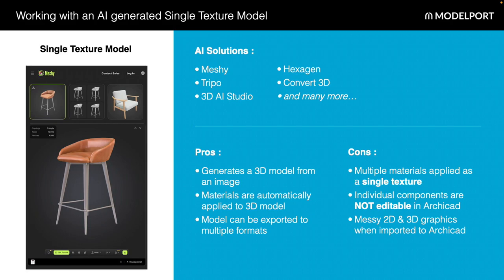The pros with this process is it does generate a 3D model from an image. The materials are automatically applied to the 3D model, and the model can be exported to multiple formats. The cons is the multiple materials are applied as a single texture, so it means it's difficult to edit those textures and materials. The individual components are not editable in Archicad, and it does create messy 2D and 3D graphics.